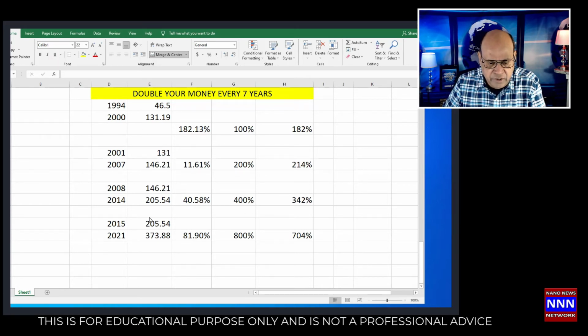But then look at here. We had the biggest bull market, remember, from 2008 to 2021. And here's the S&P, where it went from 205 to 373, but the gain was only 81%.